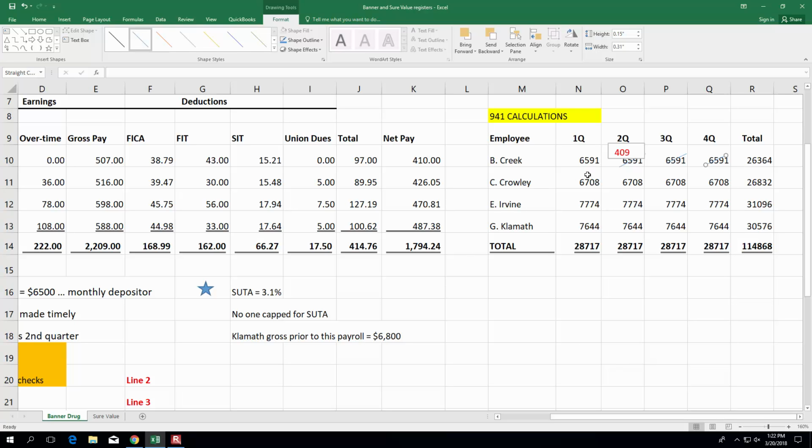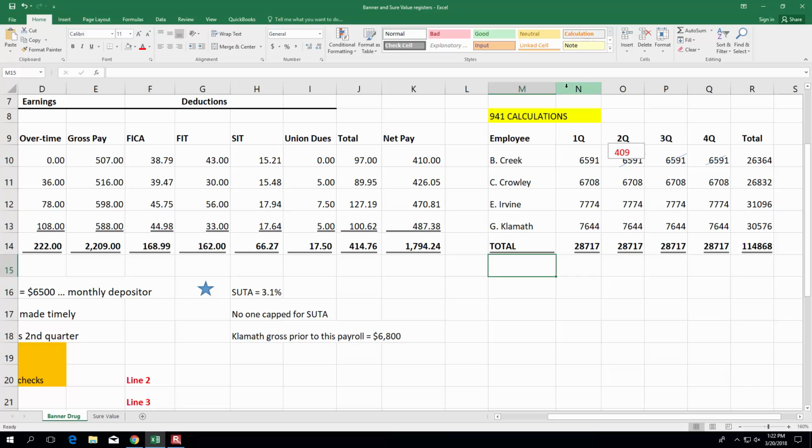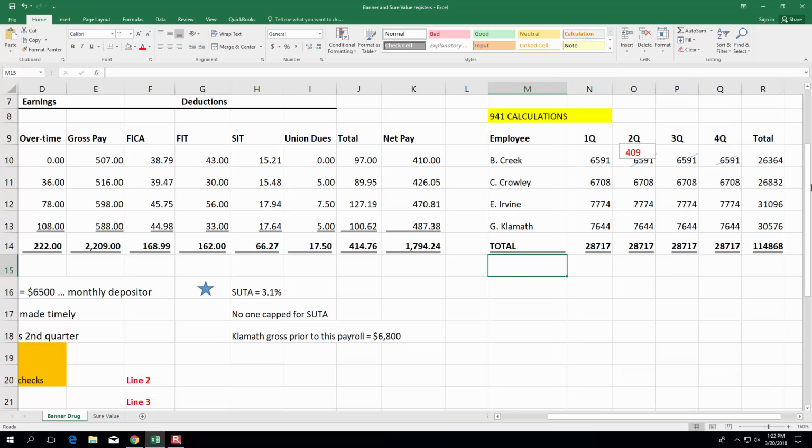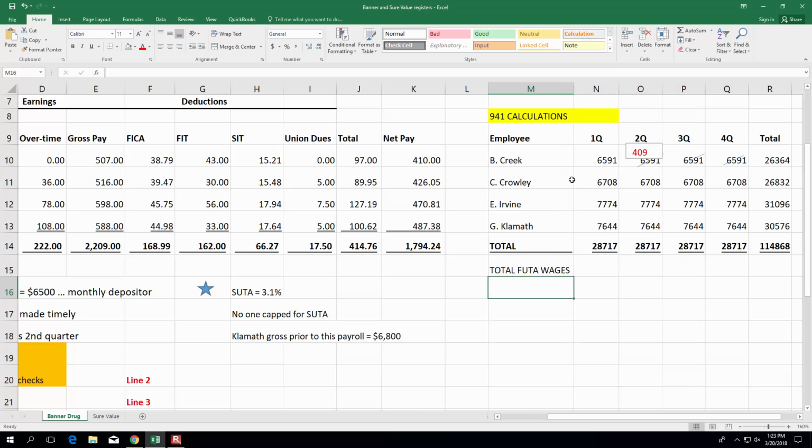So if you can go ahead and do that to each person, tell me where they cap and how much of that quarter's wages are susceptible. The next item you're going to fill out is called total FUTA wages. In other words, how much is susceptible to FUTA. So again, I'll give you some time to do that if you want to stop the tape, and then you can turn it back on and see the answer.